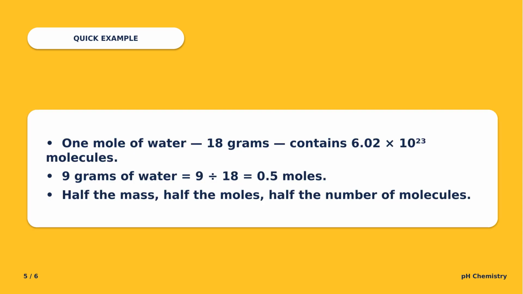Quick example: 1 mole of water, 18 grams, contains 6.02 times 10 to the 23 molecules. 9 grams of water equals 9 divided by 18 equals 0.5 moles. Half the mass, half the moles, half the number of molecules. A simple ratio.